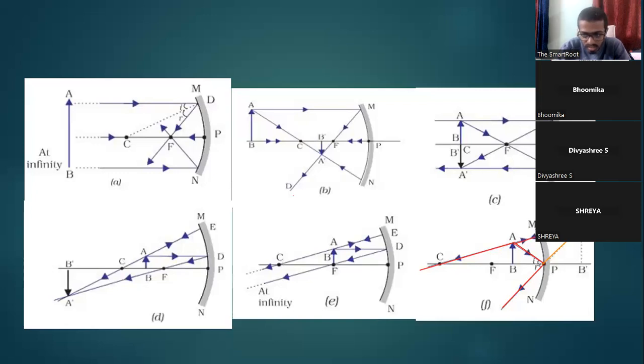I can notice here that I am getting an image which is imaginary. This is called a virtual image. What kind of image is this? It's a virtual image and it is erect. So this kind of image is what I'm getting when I'm placing it between the focus and the pole. This is the only case in the concave mirror where I'm getting the image as a virtual image.